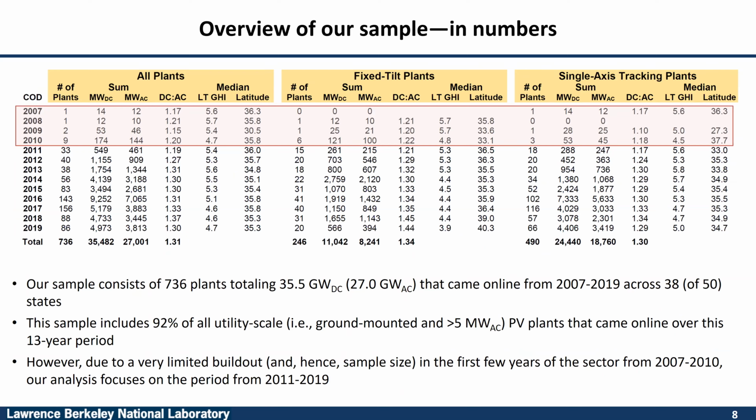Okay, here is a tabular overview of our sample. The left side of the table shows all plants, and then to the right, we break down the overall sample into fixed tilt and tracking plants. Overall, the sample includes 736 operating plants, totaling 35.5 gigawatts of DC capacity that came online across 38 states between 2007 and 2019. So this is a sizable sample that represents more than 90% of all utility scale PV plants built over this period.